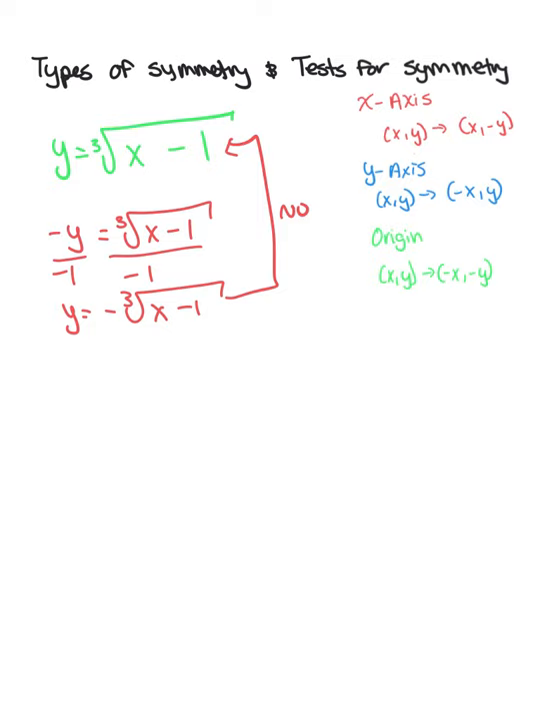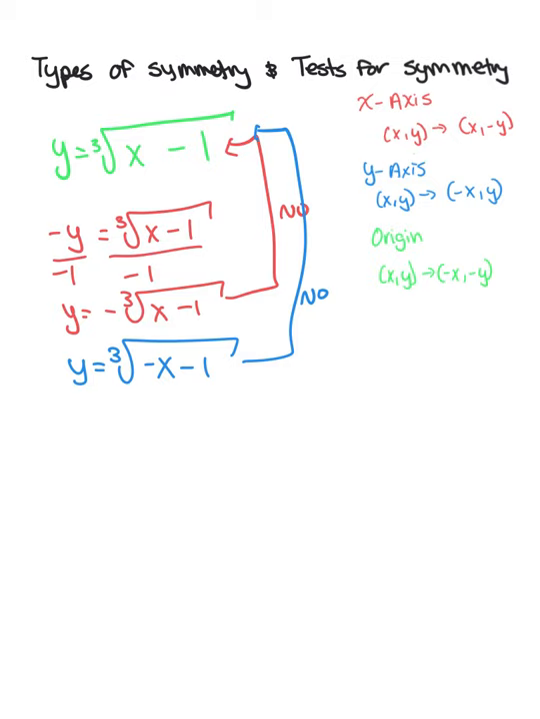So now I want to keep the y the same, and I want to negate x. Y is equal to the cube root of negative x minus 1. I can't really do anything else with that. Is this what I started with? No. So it is not symmetric with respect to the y-axis.